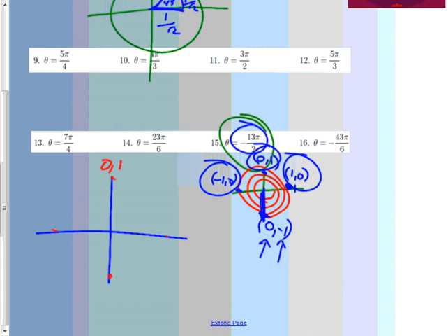It's 1 divided by 0, so therefore undefined. Therefore, there is no answer for that question. If you looked at a graph of it, there'd be an asymptote there. That's why you can't have an answer there.